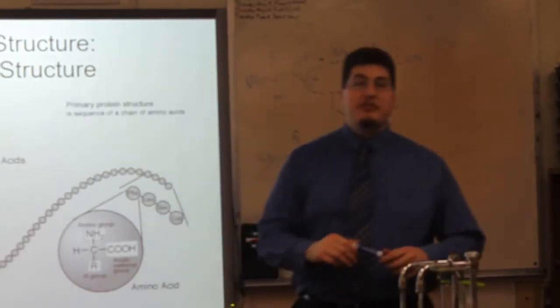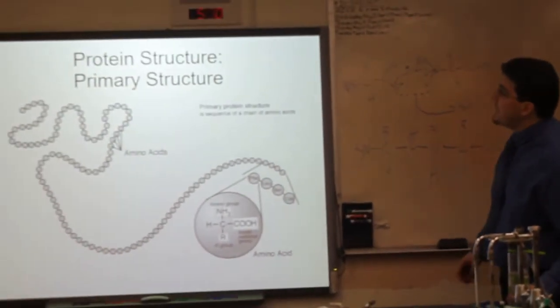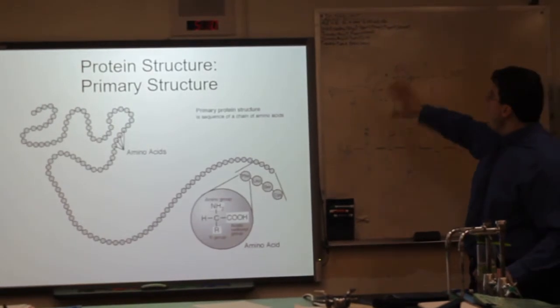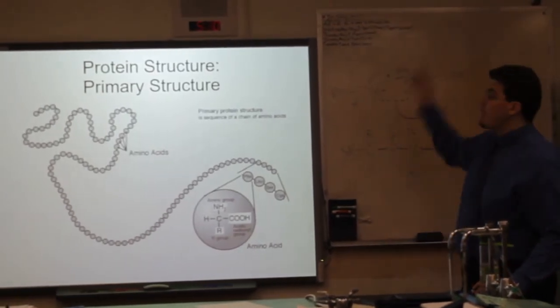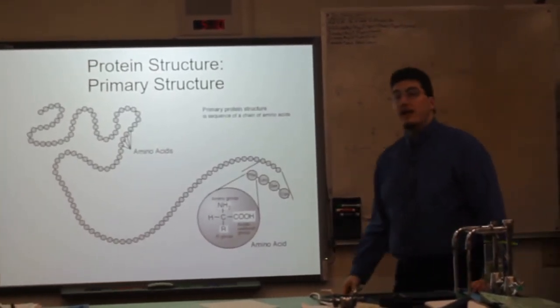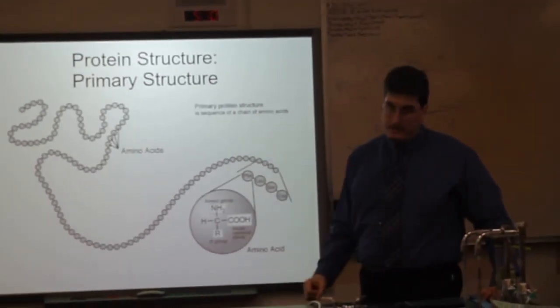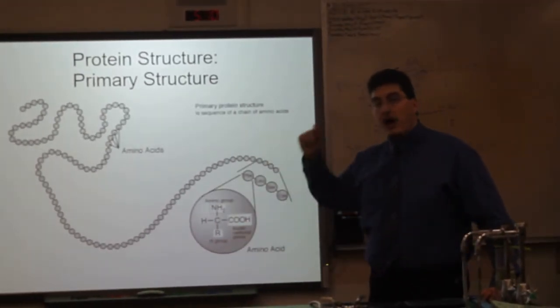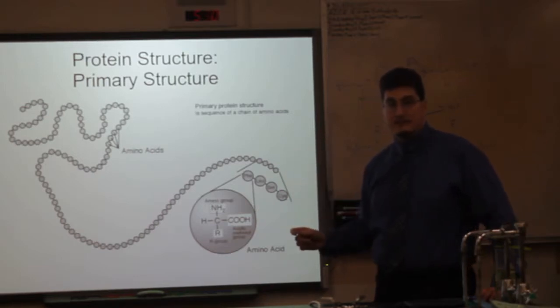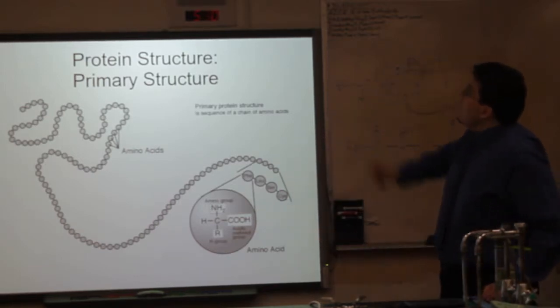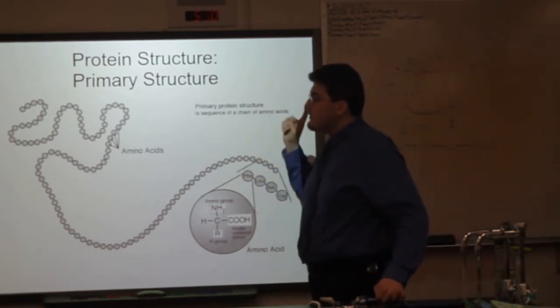That brings us to the levels of structure of the polypeptide chain. When we have these peptide bonds forming over and over and over again, they will form in a chain. The sequence of amino acids in a single polypeptide chain is the protein's primary structure.